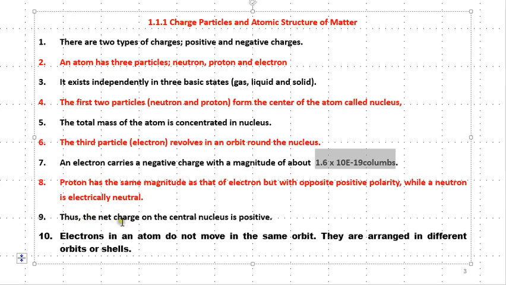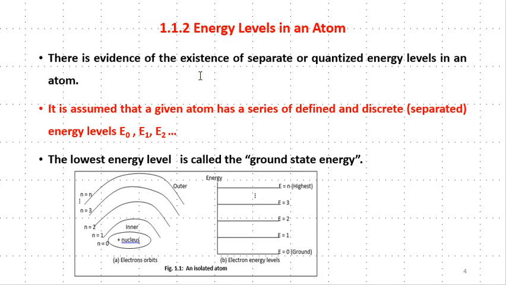Therefore, the net charge, that is the resultant charge, is concentrated in the nucleus and it is positive. And the other charge, which is negative, is concentrated in the circular orbit around the nucleus, and they are called orbits or shells. Now, knowing that in an atom we have the central part called the nucleus, and around the nucleus we have orbits.